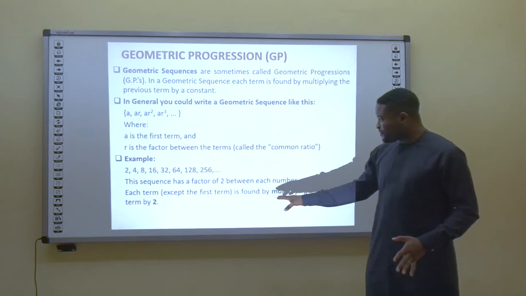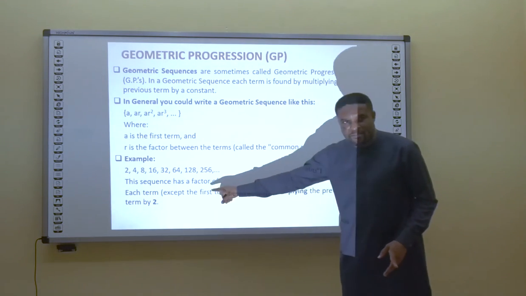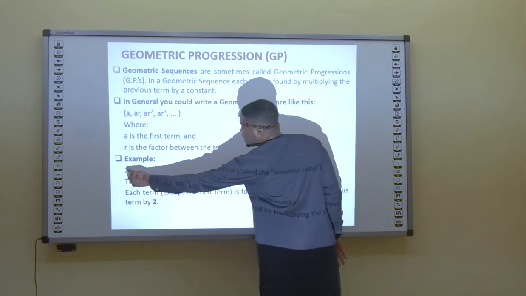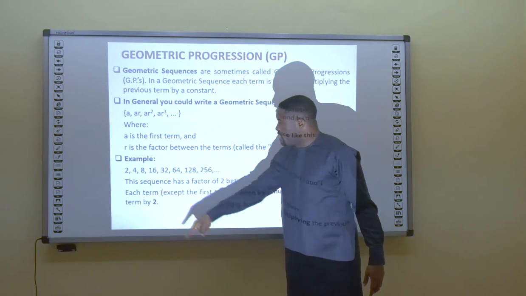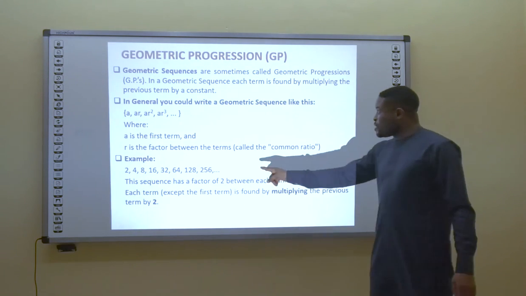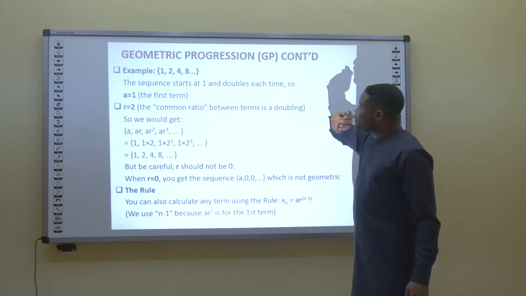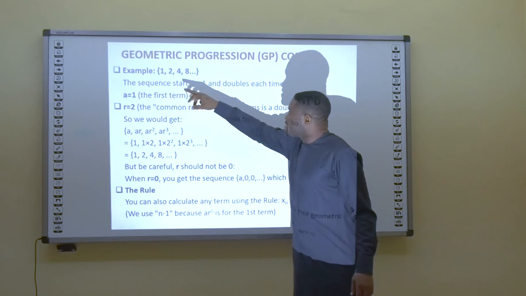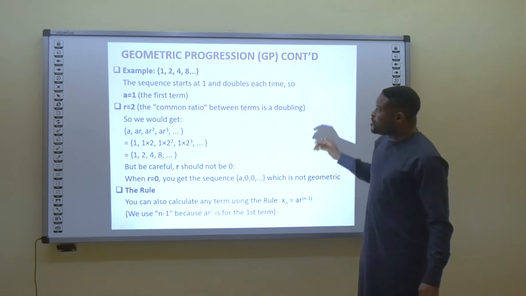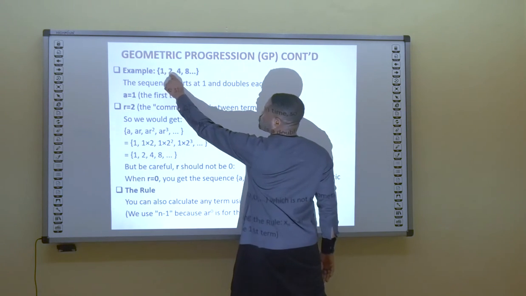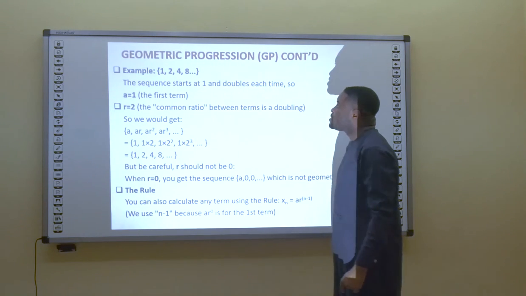So each term, except the first term, is found by multiplying the previous term by 2. That's what we mean. If you multiply the previous term, 2, by 2, you get 4. Multiply the next previous term, which is 4, by 2, you get 8, and so on and so forth. That's how the sequence moves all through to the last number. Then here, we have 1, 2, 4, 8. The sequence starts from 1 and then doubles each time it progresses. Each time it progresses from 1 to 2, it doubles itself again, and it doubles itself again.